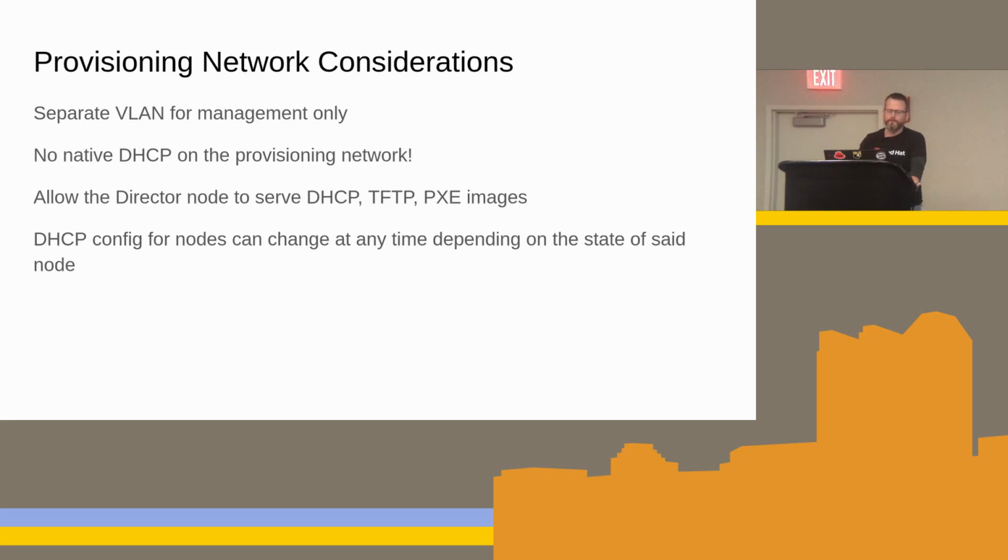The reason we want it stripped down is because the director node takes care of DHCP and TFTP and setting up the PXE environment, right? And the DHCP config can change depending on what director thinks that node should be doing at any given time. If it's just there, it's never been deployed, obviously there's going to be a TFTP boot and a PXE boot image waiting for it. If it thinks it's deployed, it's not going to be there.